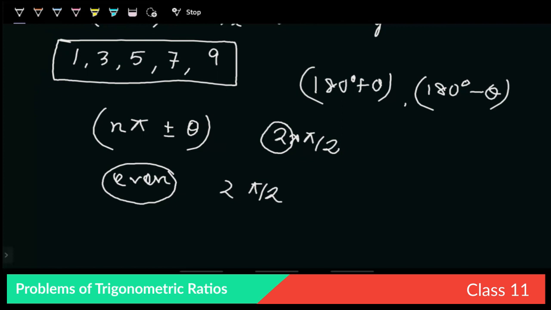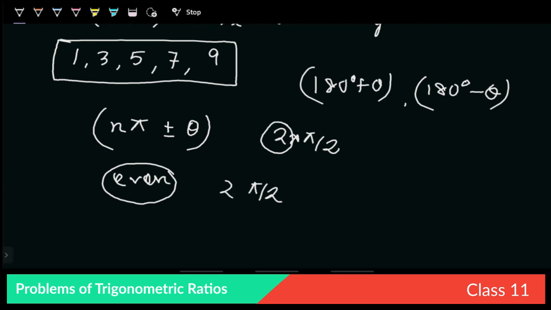Okay, so in this case, what I had told, that the ratio will not change. Sine will remain sine, cos will remain cos, tan will remain tan, cot will remain cot, sec will remain sec, and cosec will remain cosec. So in this case, where the ratio is associated with horizontal line, the coefficient of pi by 2 will be an even number.